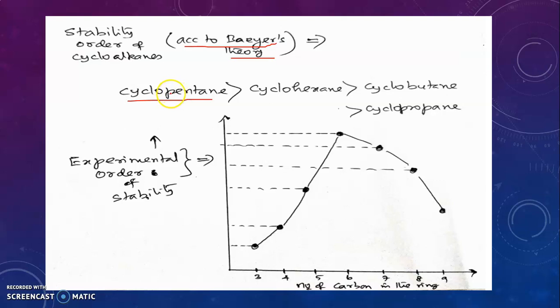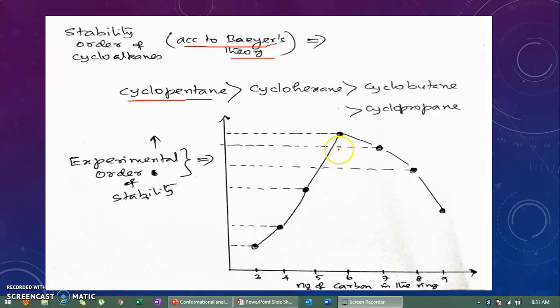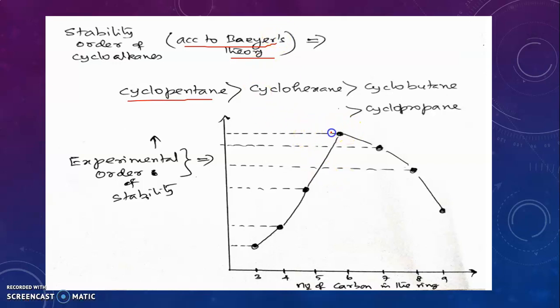According to Bayer strain theory, cyclopentane is more stable, whereas the experimental order shows that cyclohexane is more stable than cyclopentane. Then cycloheptane is less stable compared to cyclohexane. Then cyclooctane is less stable compared to cycloheptane. So this is the order. I have given a comparative picture just for understanding purposes. So among cycloalkanes, cyclohexane is the most stable one.